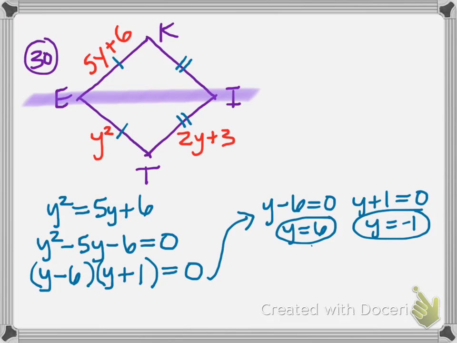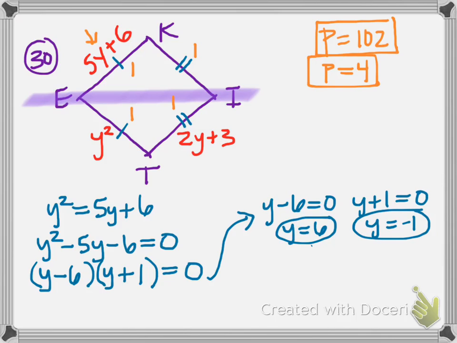Okay, so one perimeter was 102. Now, if we evaluate the perimeter again, but this time using y equals -1, let's see what happens. So if I put -1 here, 5 times -1 is -5, plus 6 is +1. Y squared, or -1 squared, is also 1. The other 2 sides both equal 2y plus 3, or 2 times -1, which is -2, plus 3, which is 1, which means this one is also 1. If I add those 4 together, I'm going to get a perimeter of 4. So there are 2 possible perimeters when my picture looks like this.